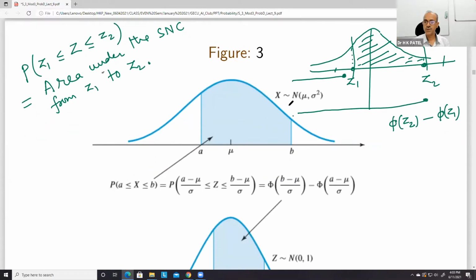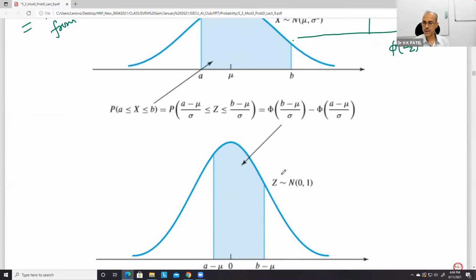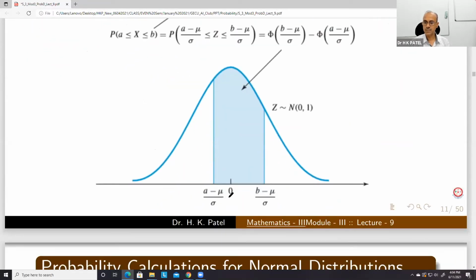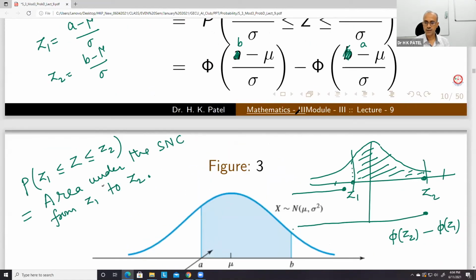So this is original in terms of X, and then we converted this X into the standard normal curve. Here we wanted the probability that capital X lies between A and B. That becomes the probability of Z lying between (A minus mu) upon sigma and (B minus mu) upon sigma. So this is just a geometrical representation of the things we have seen here.